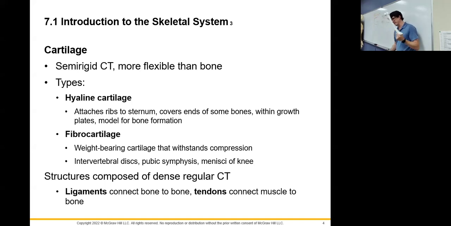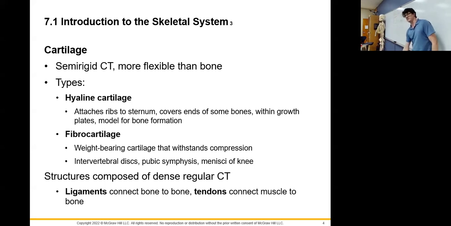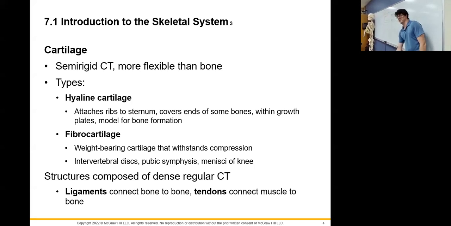Fiber cartilage, on the other hand, is going to be incredibly tough. We find it in between our vertebrae, in between our pubic bones, and in our knees. We use the same cartilage to protect our knee as we do to protect our spine. That should tell you, one, how much force your knee is under, and two, how important your knees are.